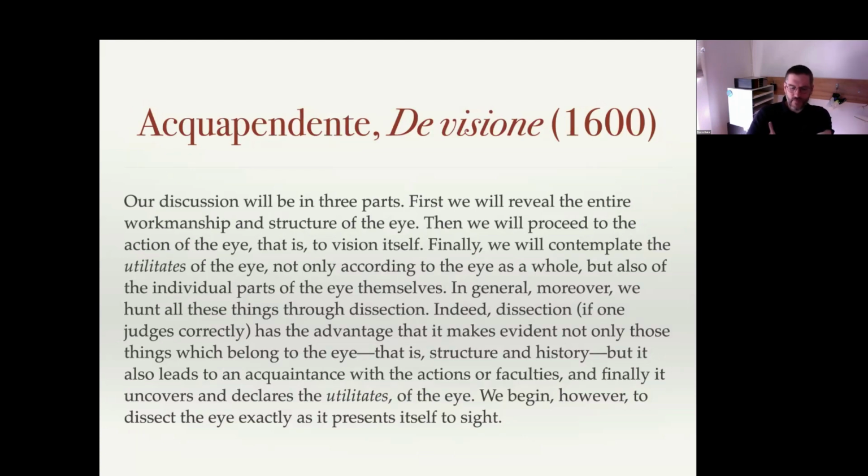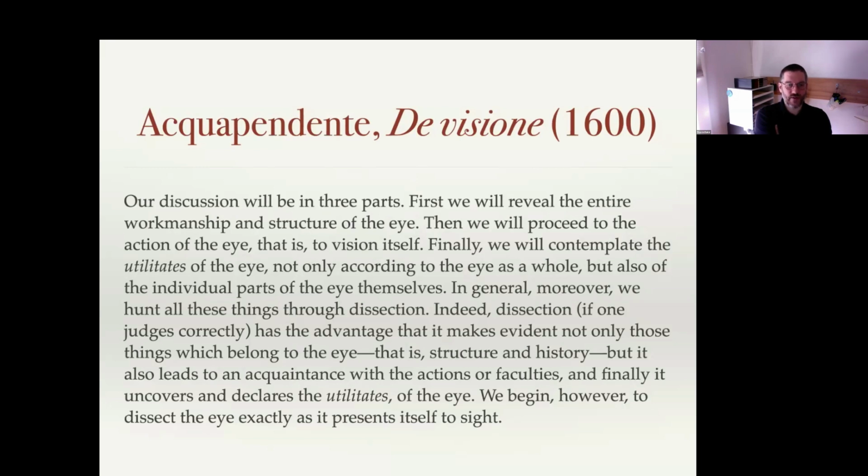So in his first published work, De Visione, published alongside De Voce and De Auditu, he writes, our discussion will be in 3 parts. He first reveals the structure of the eye by dissection. He moves to the action of the eye, which is vision itself, and then the usefulnesses of the eye, or the utilitates of the eye, of the parts of the eye and the whole. He hunts all these things through dissection, he says.